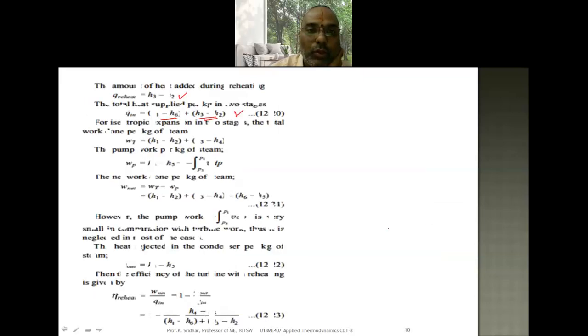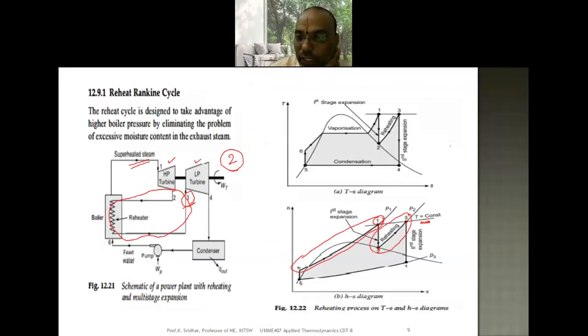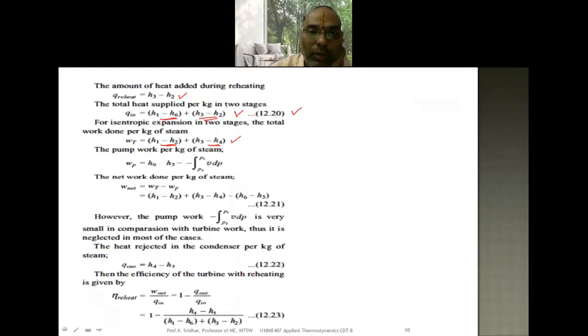So the total amount of heat supplied is given as 12.20, and how much work is developed? Because it is the HP turbine and here it is the LP turbine. So just go through here. That is H1 minus H2 for my HP turbine, and this is my LP turbine, 3 to 4. The pump work is always the same, H6 minus H5, which is equivalent to minus the integration of V dP.